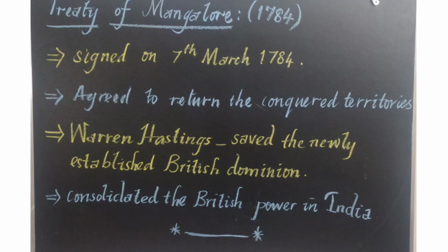Warren Hastings, who was the Governor General of British India at that time, gained by consolidating British power in India. Following that, the Third and Fourth Anglo-Mysore Wars we will see in the next class.